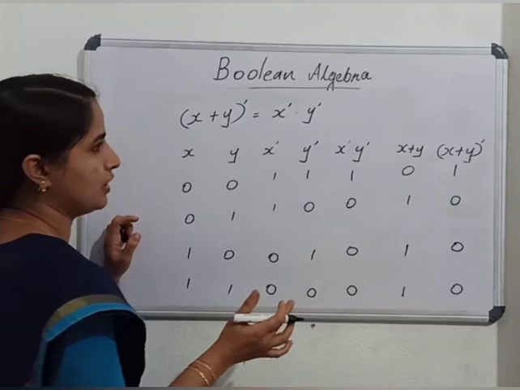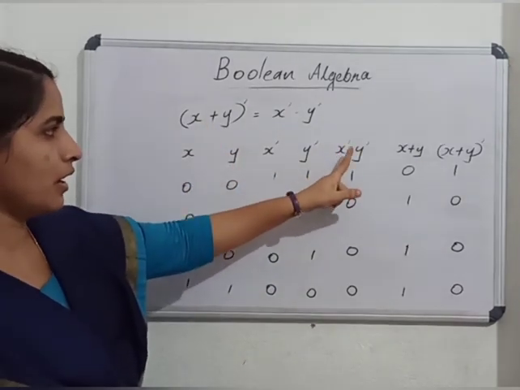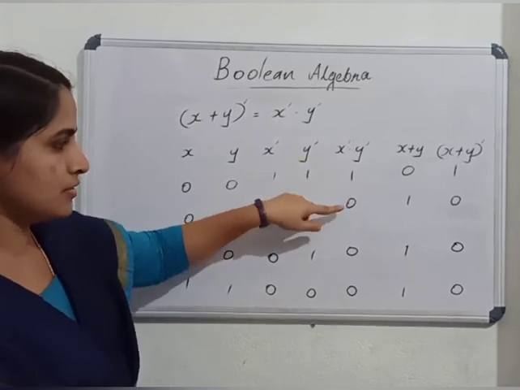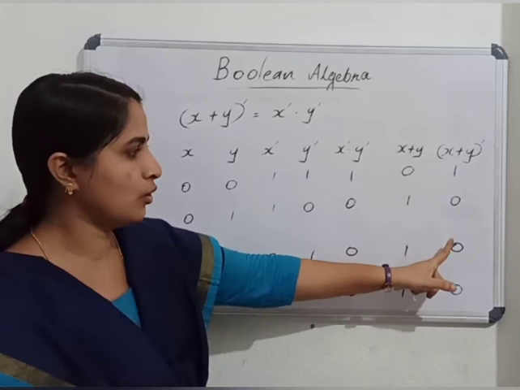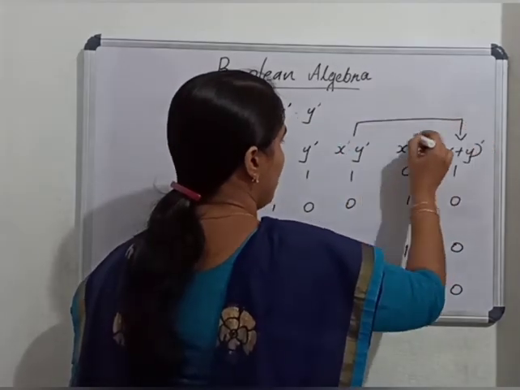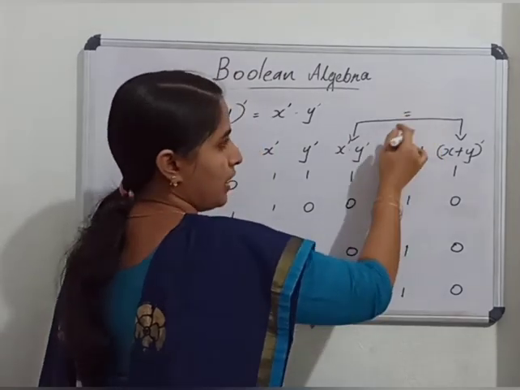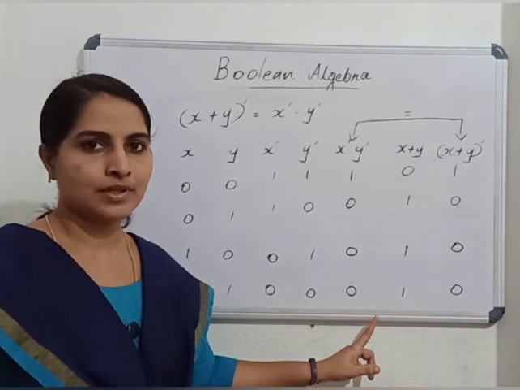Then we just check whether these two columns are identical or not. This is x bar and y bar. It is 1, 0, 0, 0. And x or y whole bar is 1, 0, 0, 0. So as a conclusion, you have to write these two columns are identical. Hence, it is proved. Clear?